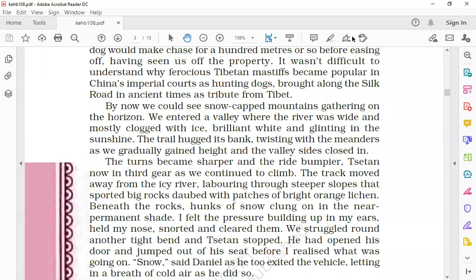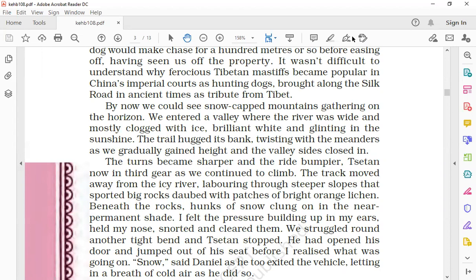So the author says that the driver was driving in the third gear. So while the turns were sharper, the ride was bumpier. And then they moved away from the road which ran along the icy river. It had sharp slopes and big rocks coated with thick, sticky orange lichen. Lichen jo hai, it is a kind of slow-growing plant which grows on walls, trees, rocks. Aur jo kai si jam jati hai, green plants hote hai. So that had grown on those rocks. And below the rocks were chunks of snow. Aur un patthron ke niche barf dikhai de rahi thi. And the author felt at the time pressure building in his ears.